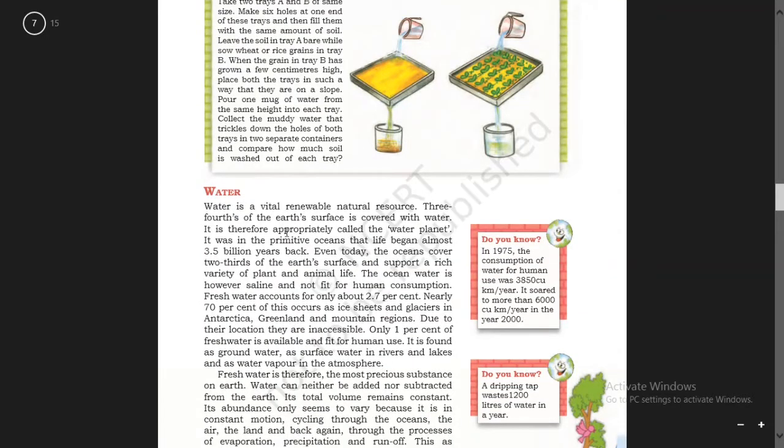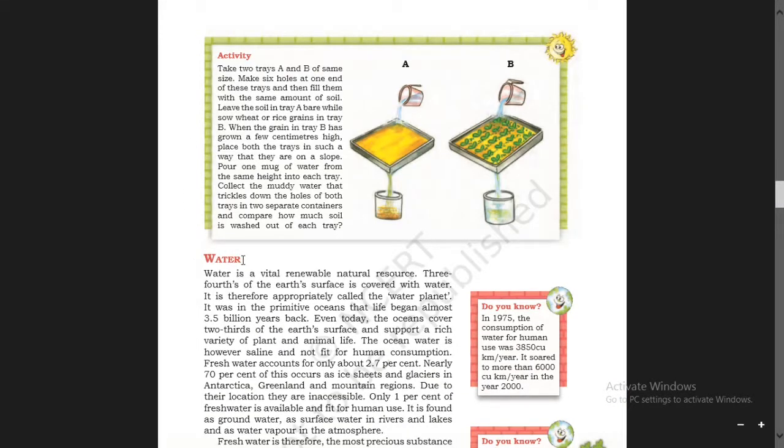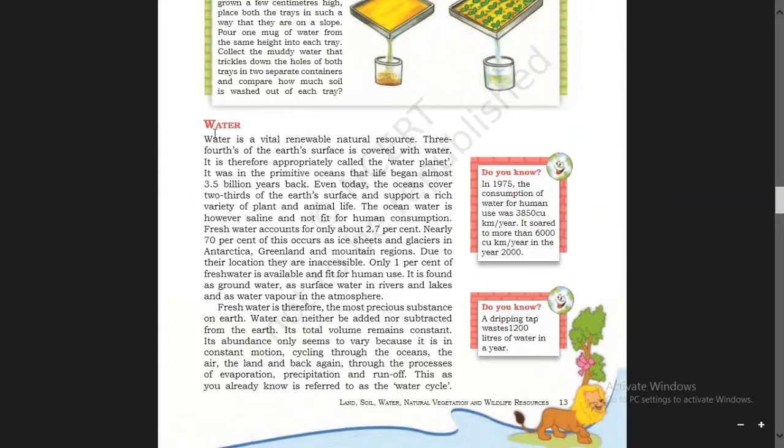So let us proceed to the next page, that is page number 13. Water. Water, children, is a basic need to mankind, and it is given to us by nature, as nature has given it as a free gift. But we should not waste water. We must use as much as we need. Wastage should not be there.